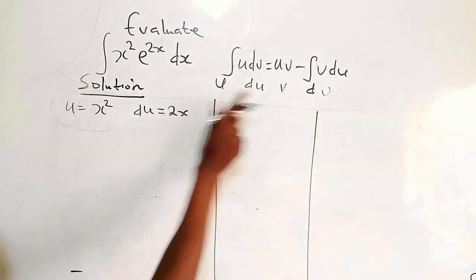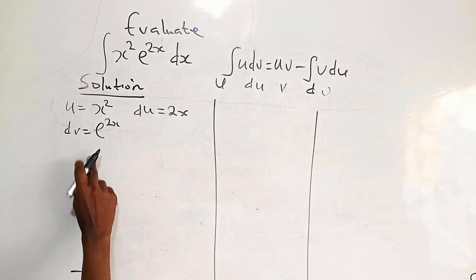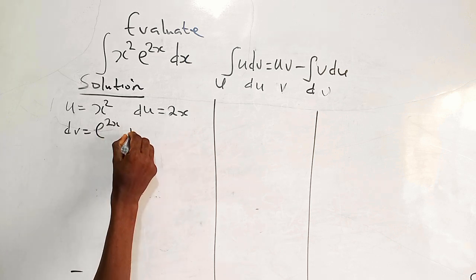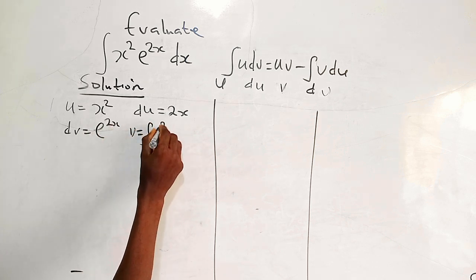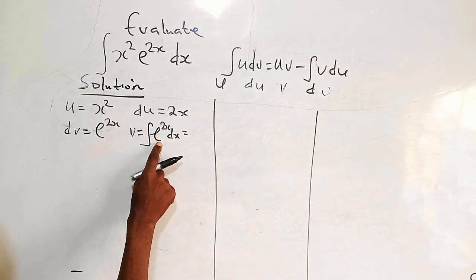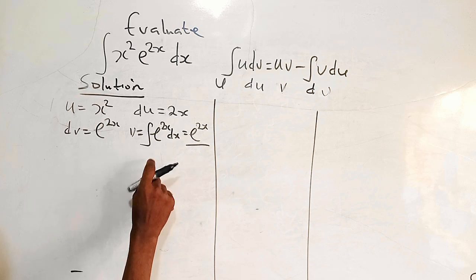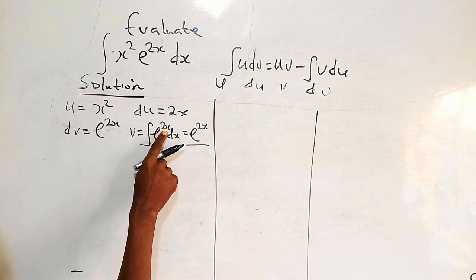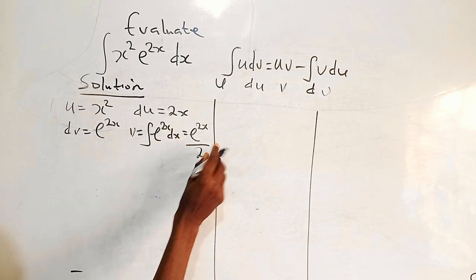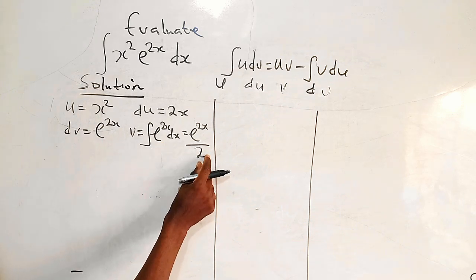Now the next one is to determine dv. So dv is exponential 2x, okay? To determine the value of v, we need to integrate this. So v is the integral of exponential 2x with respect to x. To integrate this, the short way of working with exponential functions is you repeat this as a numerator and divide by the power. But before you do that, you differentiate the power first. So when you differentiate 2x with respect to x, you have 2, plus the constant of integration. So when you integrate an exponential function, you have this as well.